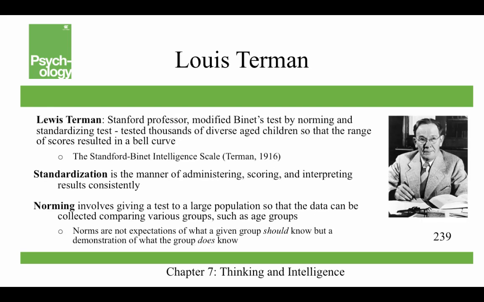Louis Terman was a Stanford professor, and he modified Binet's test by norming and standardizing it, which means that he tested thousands of diverse-aged children so that their range of scores resulted in a bell curve, and he developed what's called the Stanford, that's spelled incorrectly, the Stanford-Binet Intelligence Scale.